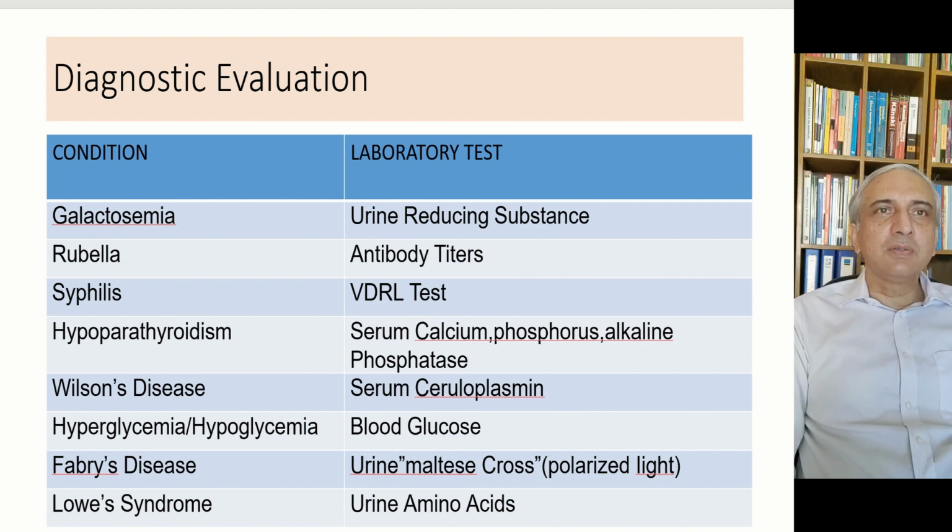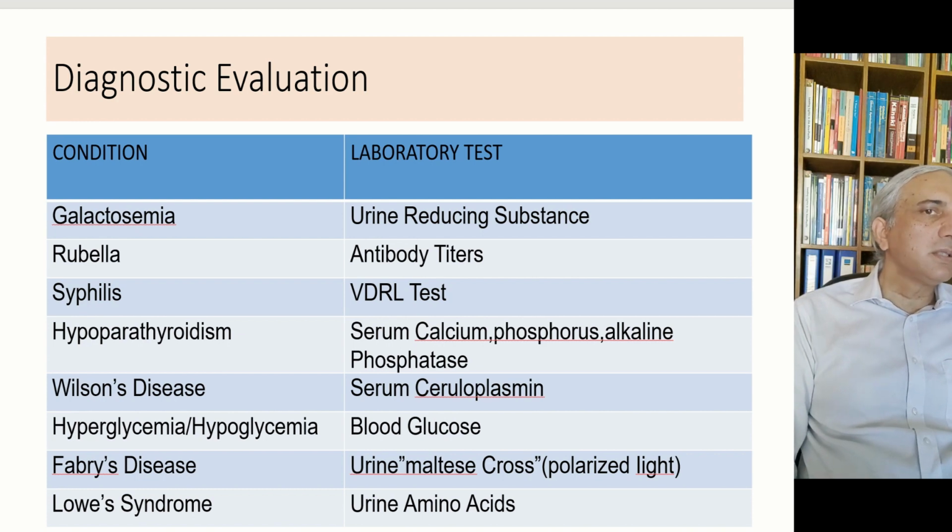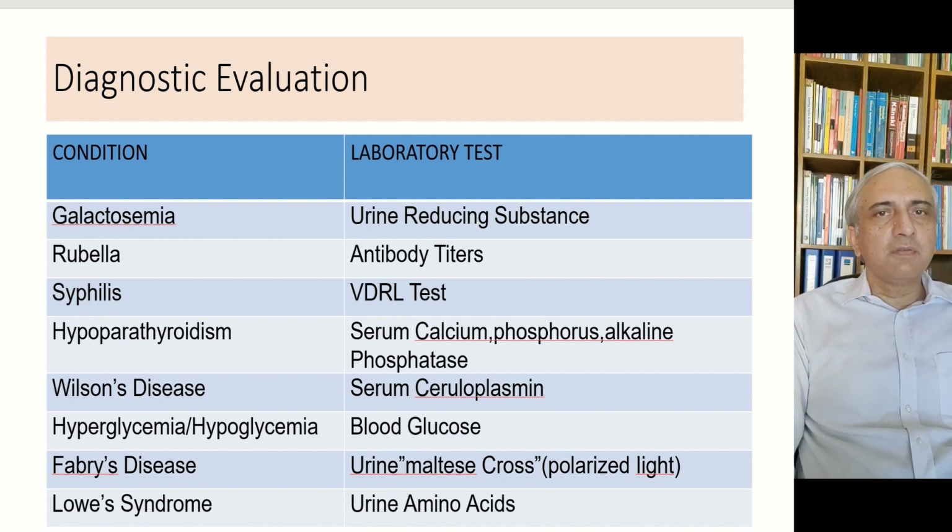Wilson's disease, you'll check for serum ceruloplasmin. Hyper and hypoglycemia, you check for blood glucose. And for Fabry disease, you check for urine Maltese cross appearance. And with Lowe syndrome, you check for urine amino acids. So those are the different features which you see in these patients.